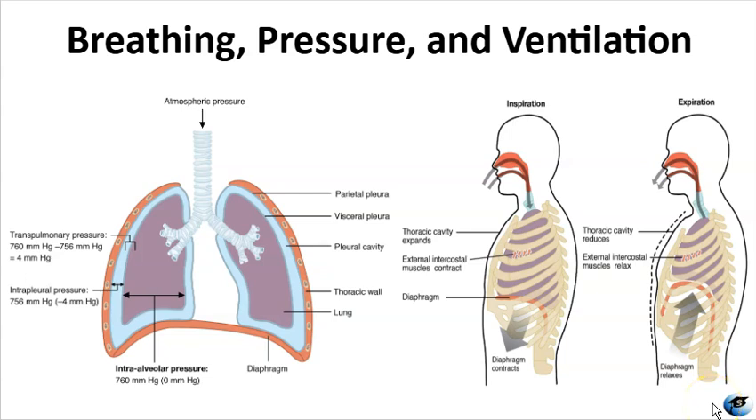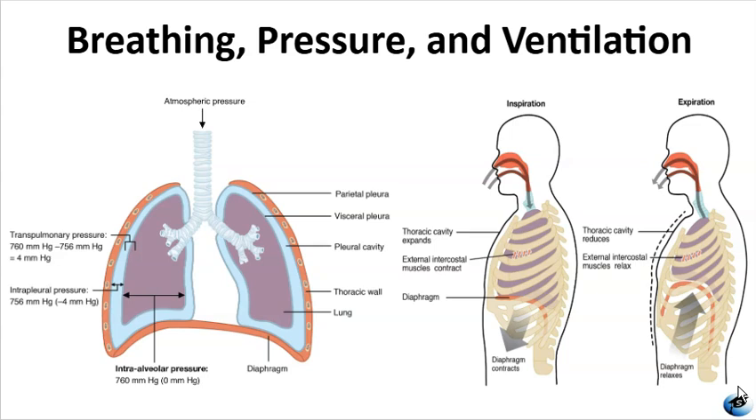This slide helps to illustrate the mechanics of pulmonary ventilation, which is just the movement of air in and out of the lungs. Breathing is driven by pressure changes in the thoracic cavity, which are created by muscle contractions and the elastic properties of the lungs. So at rest, the atmospheric pressure and intra-alveolar pressure are pretty much equal, typically around 760 mmHg, which means there's no net movement of air.